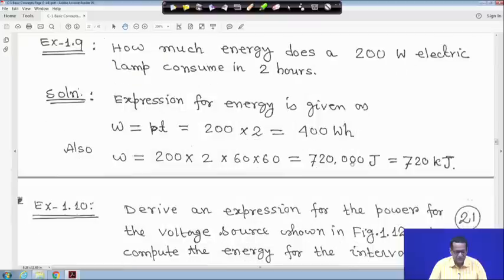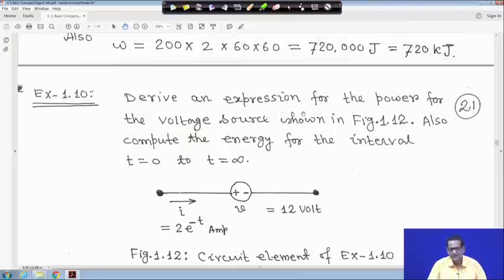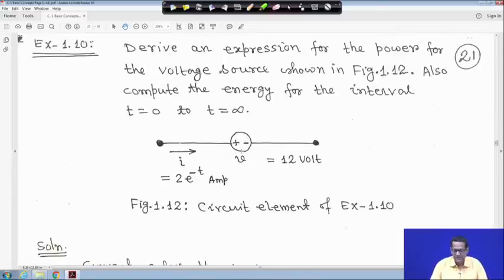A small example. Now, another example 10. Whenever we are taking a time function here, we are initially interested in DC circuits, but when we go to single phase AC and 3 phase AC circuits, we will learn the detail at that time. Here you will get a little bit of flavor. Example 10: derive an expression for the power for the voltage source shown in figure 1.12. Also compute the energy for the interval t equal to 0 to t equal to infinity. This is the figure, a circuit element.